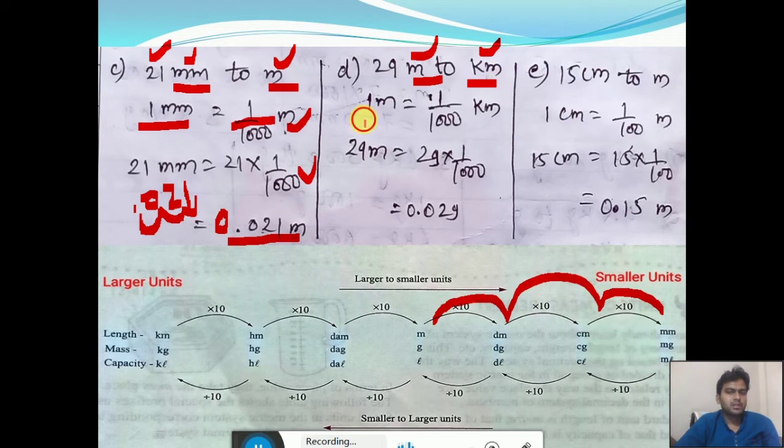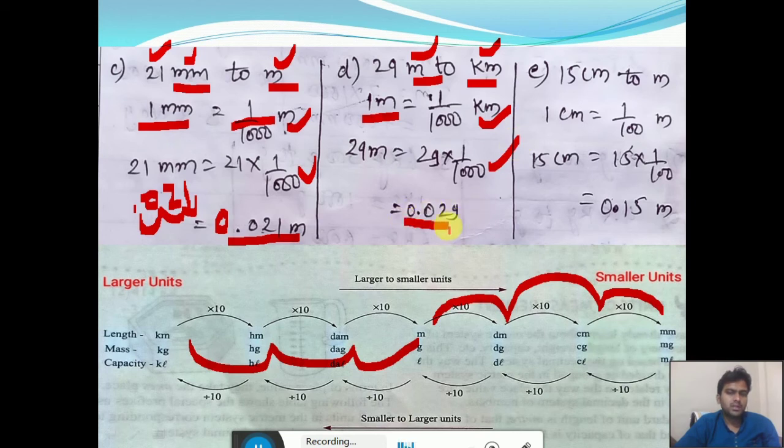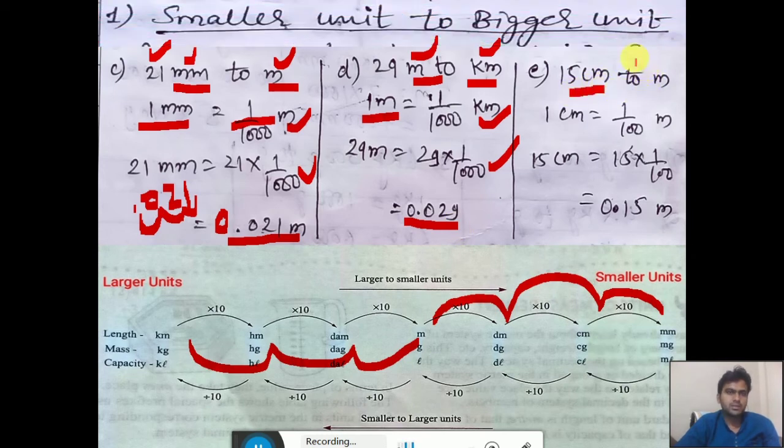So as you know, 1 meter equals 1 upon 1000 kilometer. And how? Meter into the kilometer. So meter to kilometer we have to move backward. That's why here we have written 1000. So divided by 1000, we got 0.029. Now this question is also the same as the previous one. So these questions are based on a smaller unit being converted into the bigger unit. So these all three questions are the same.